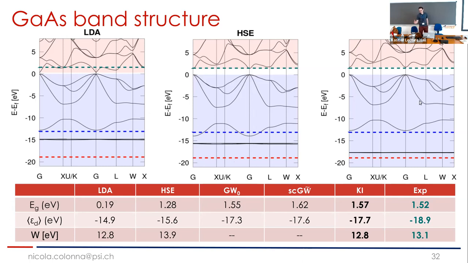And KI, thanks to this orbital dependent correction, can reproduce correctly the band gap, improves a lot the description of the D state, and the bandwidth actually is unchanged compared to LDA. This is a peculiarity of KI.